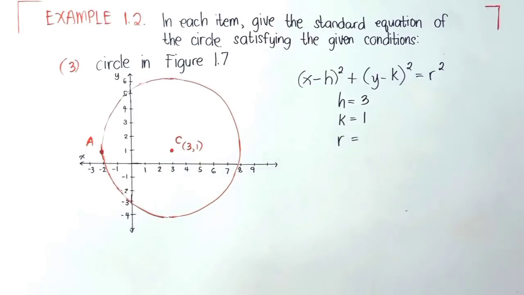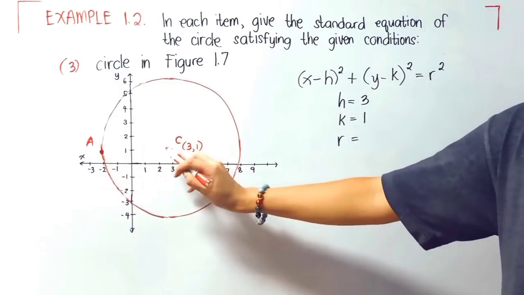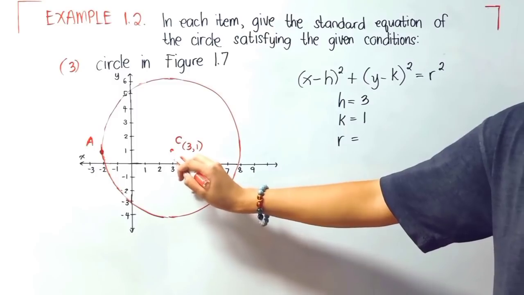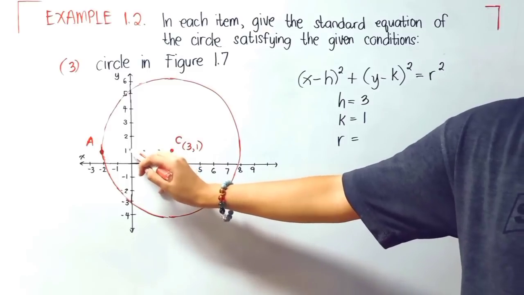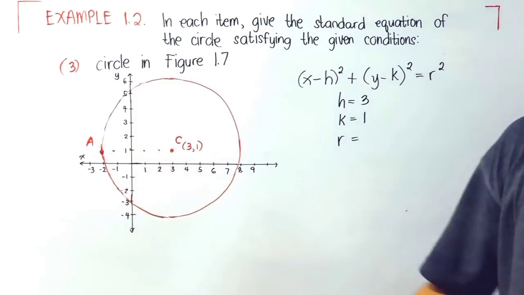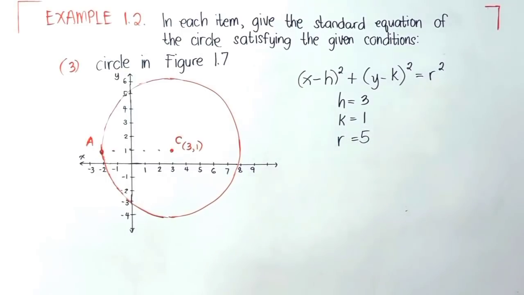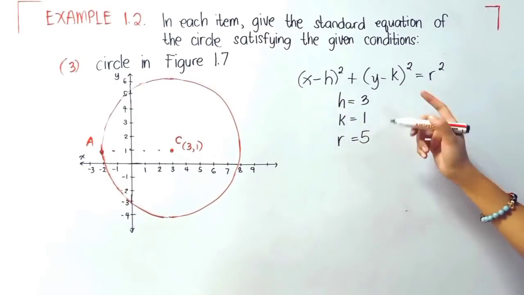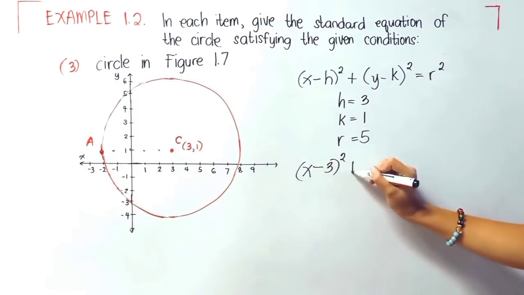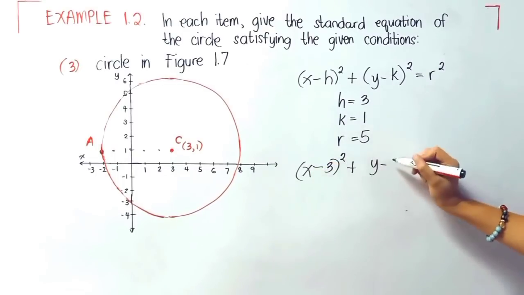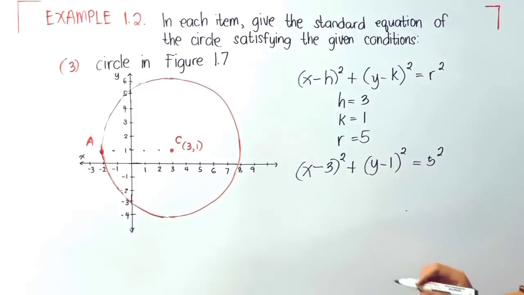Now to get our radius, we have to consider a point here in the circle. We'll just get the distance from the center to that point. So we'll count 1, 2, 3, 4, 5. They are 5 units away, therefore our radius is 5. Since we already have the needed values, let us now substitute: x minus our h is 3 quantity squared plus y minus our k is 1 quantity squared is equals to 5 squared.